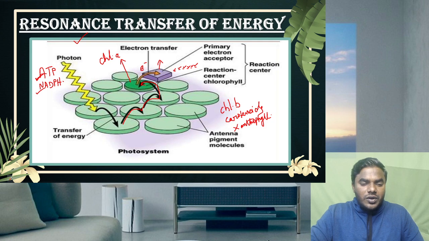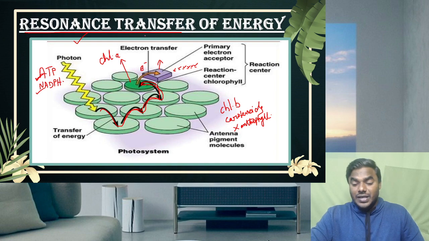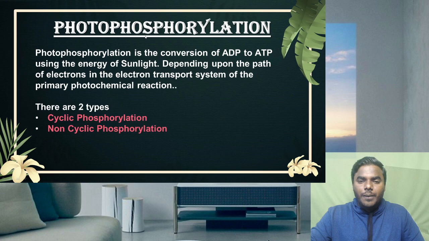Now here you are able to see, right? See here, energy is passing from one antenna pigment to another, another to another. That is what we call resonance transfer of energy. Now I will explain a little more elaborately. Focus. Now we are going to fulfill, what are we going to fulfill? We are going to fulfill the goal of our light reaction: ATP and NADPH.